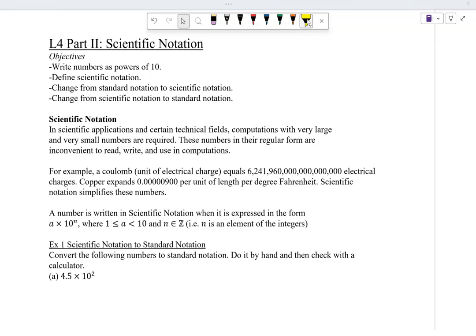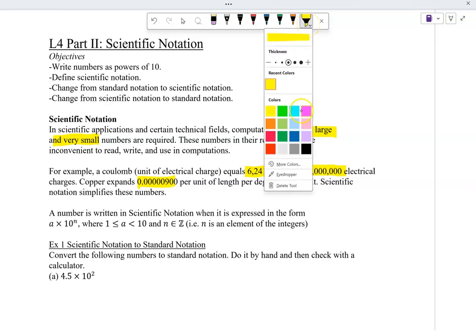We're going to take a look at scientific notation today. And these are really useful in scientific applications and technical fields, when you've got really large or really small numbers. For example, this huge number that represents a coulomb, or this very, very small number for copper expanding. Scientific notation really comes into play nicely with those types of numbers.